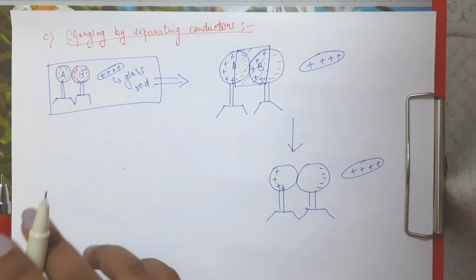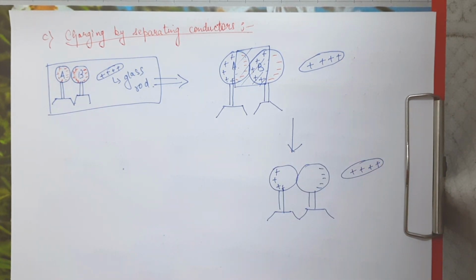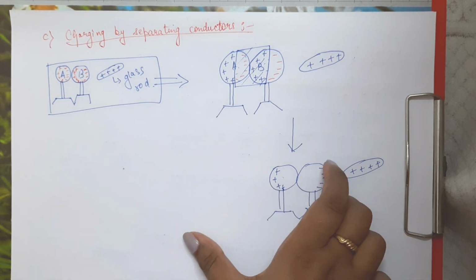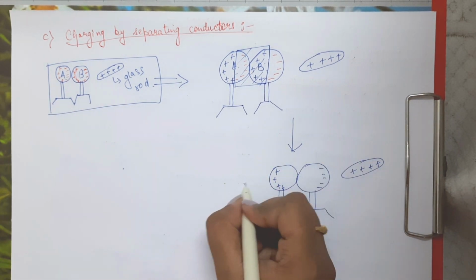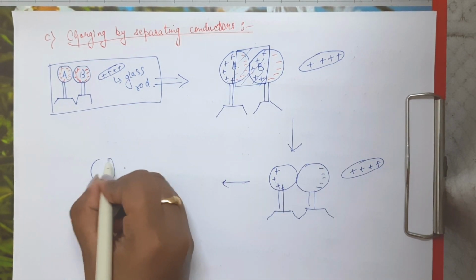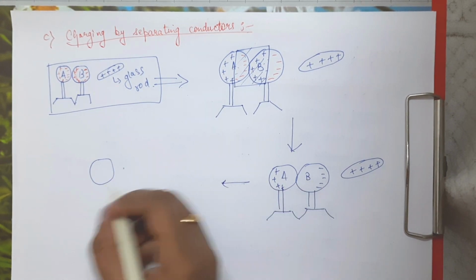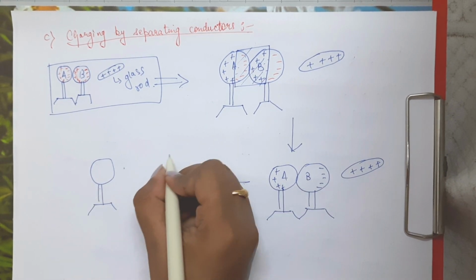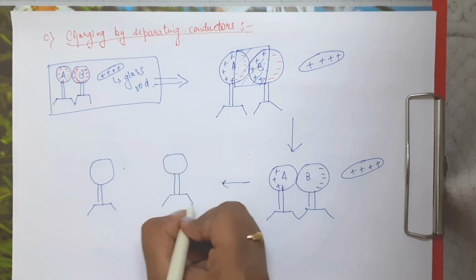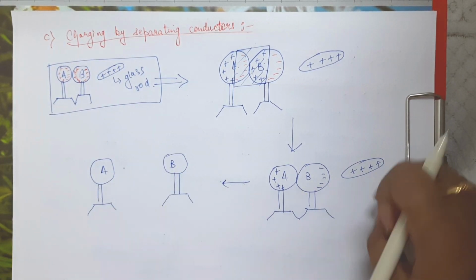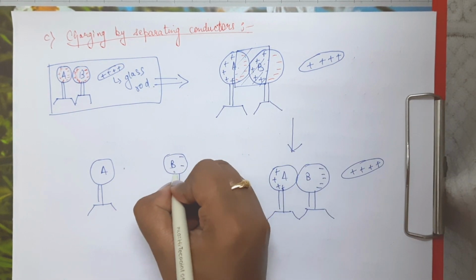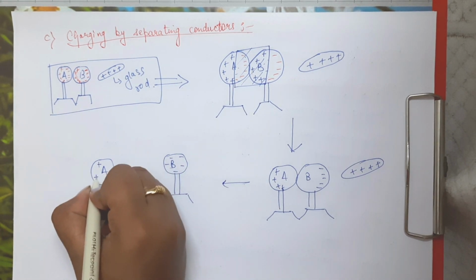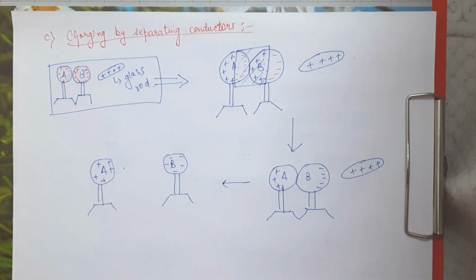Now we are going to remove this rod and separate these two. Now we'll remove this rod and separate these two. This is ball A, this is B. When we remove this rod and separate these two, one will be having a net negative charge and the other will be having a net positive charge. So both of these metal balls are charged now.